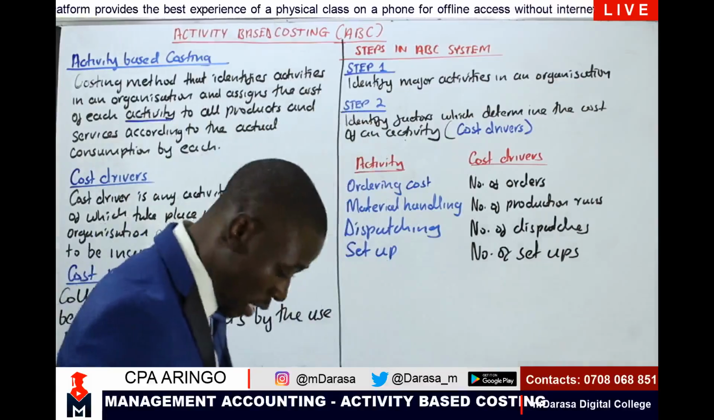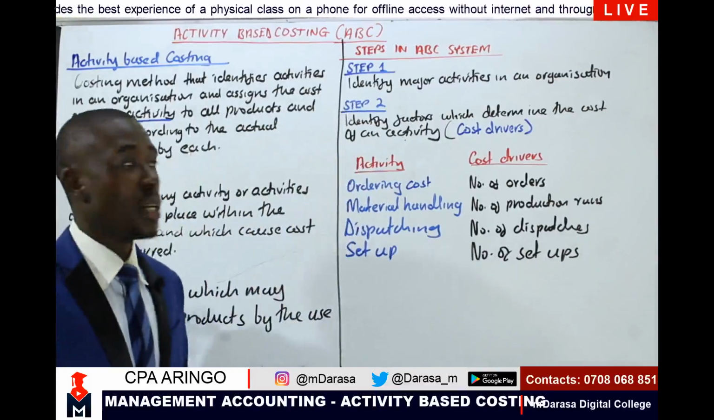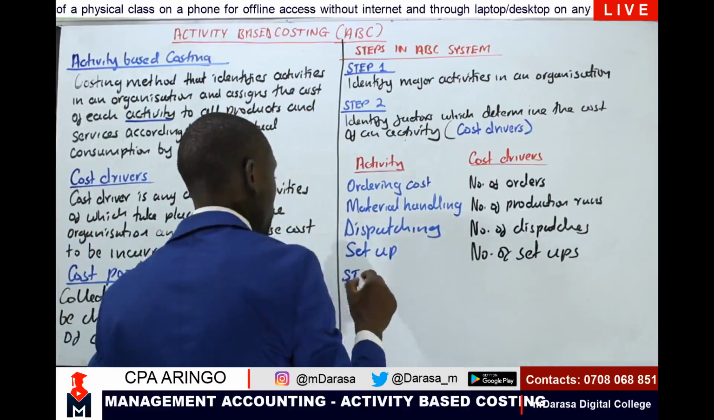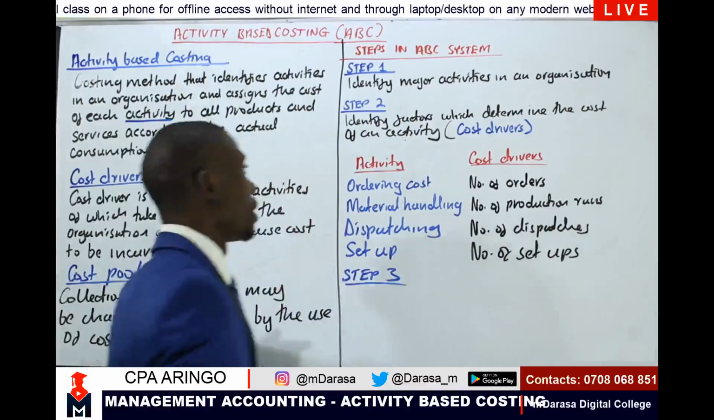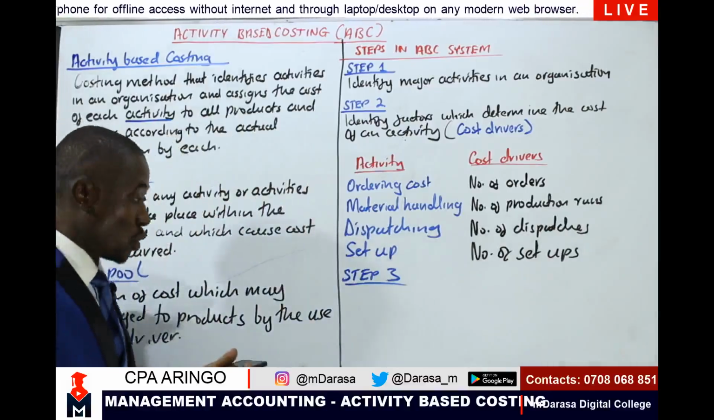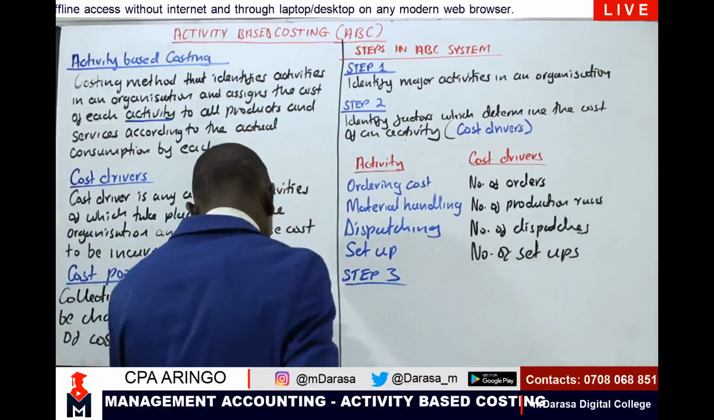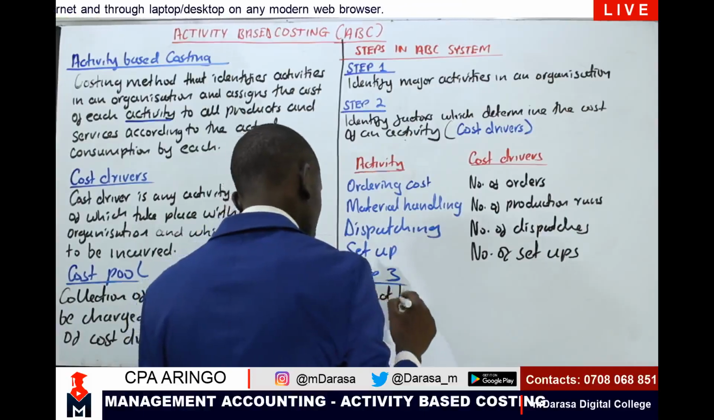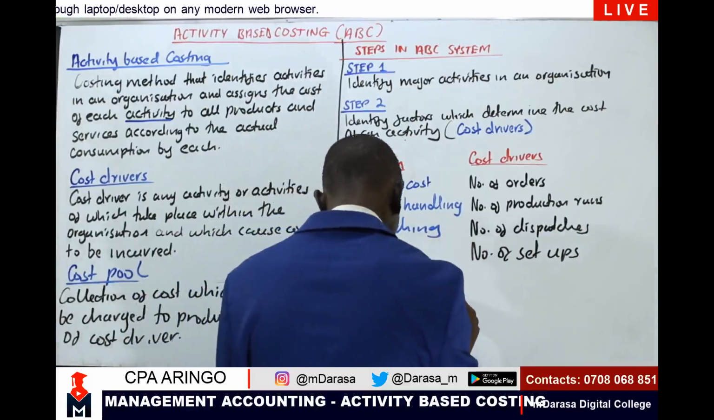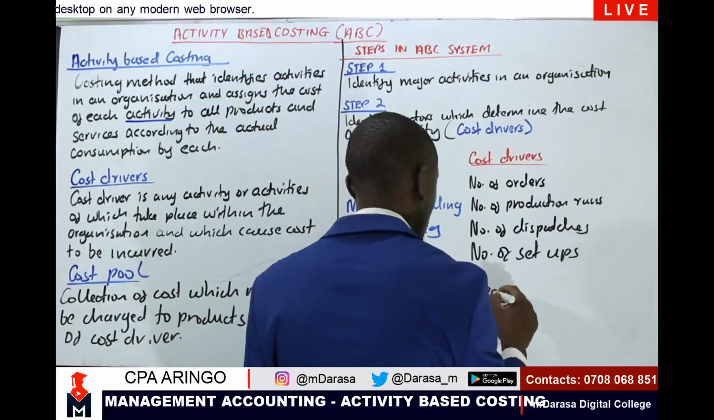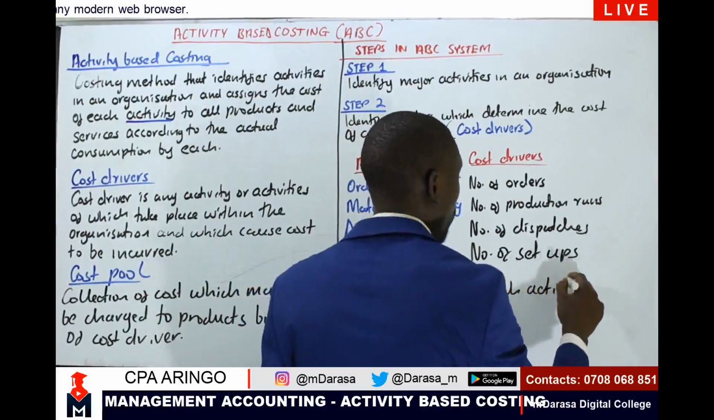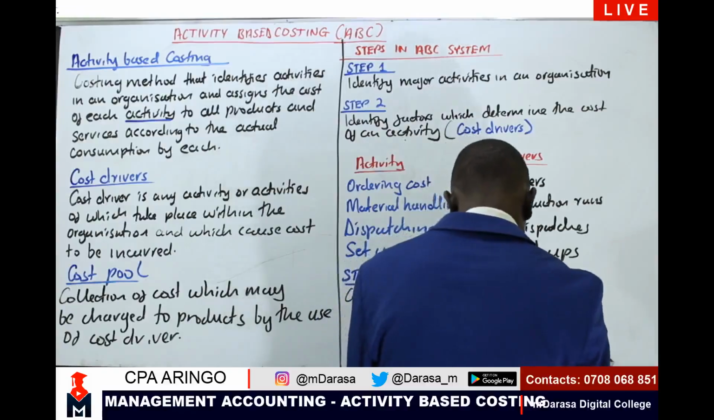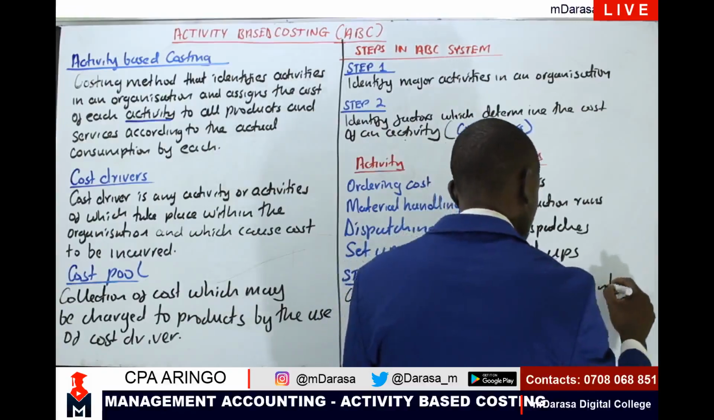As cost driver. So after we've looked at step number 2, that should take us to step number 3. In step number 3, we should collect the costs of each activity into cost pools.